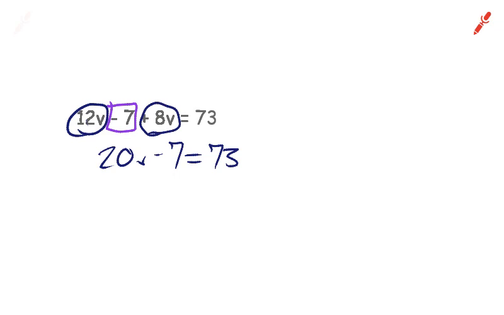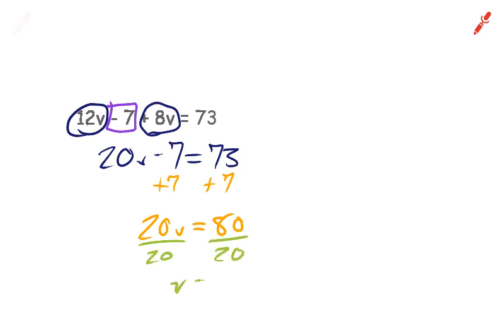Alright, so what you should have done is identified that the inverse operation of minus 7 is plus 7. So we're going to add 7 to both sides. And now I've got 20v equals 80. Then you should have identified that the inverse operation of 20 times v is divide by 20. And you get v equals 4. There you go. Please remember, once again, we are using inverse operations at all points in time.